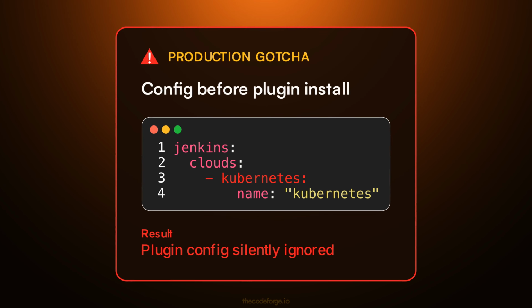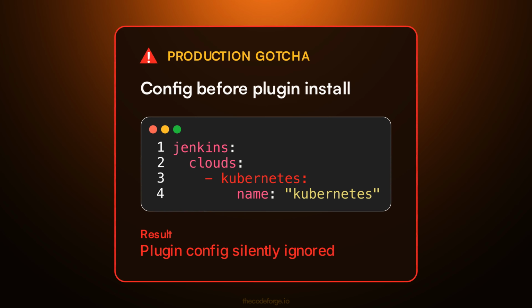If the Kubernetes plugin isn't installed, JCasC silently ignores the cloud configuration. You won't see an error, but the agents won't work. Always install plugins before applying their config.